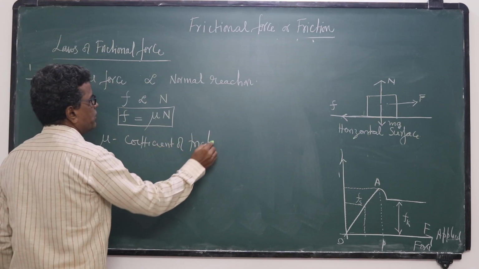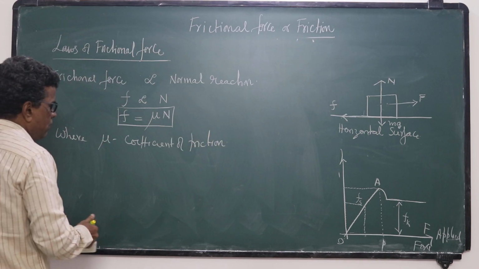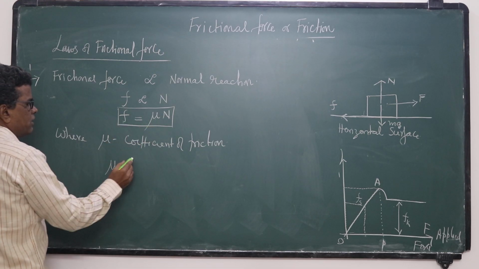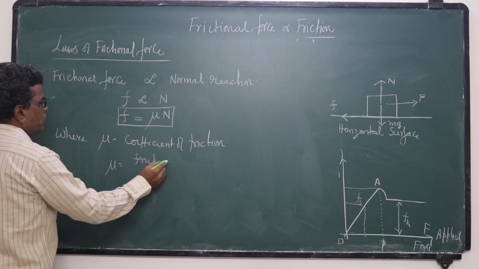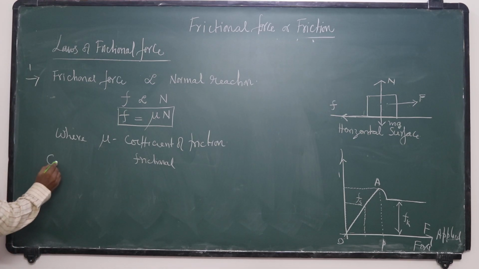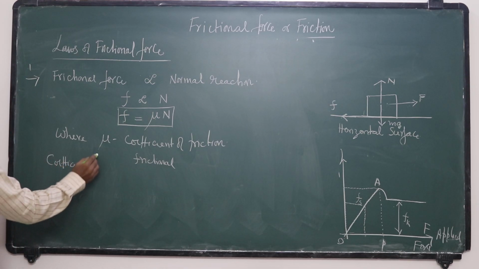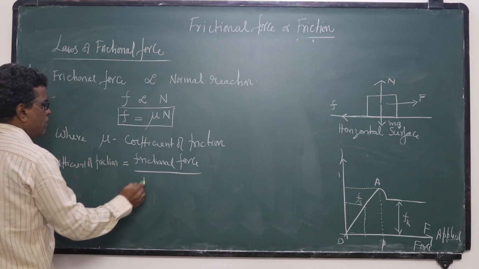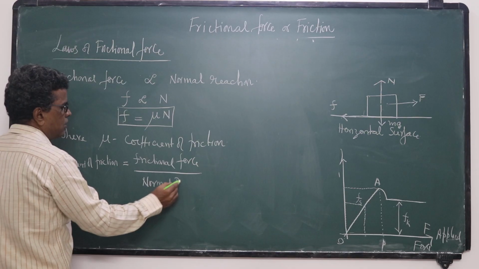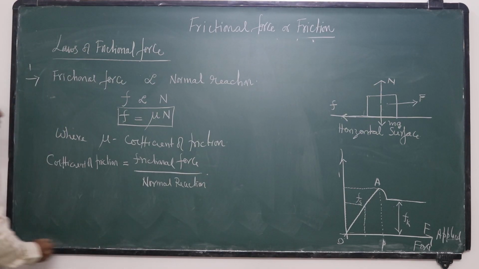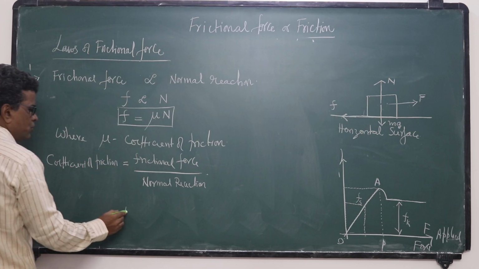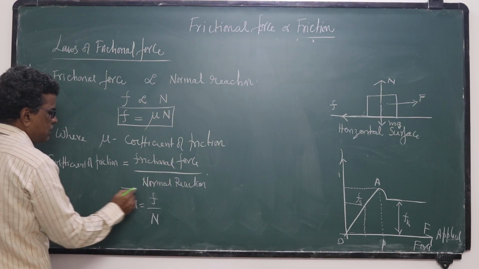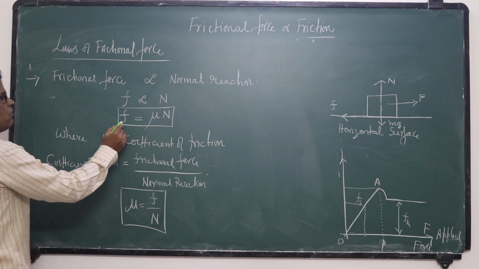Coefficient of friction. Okay. So this coefficient of friction mu is defined, we can write, as frictional force by normal reaction. So coefficient of friction is defined as the ratio of frictional force to normal reaction. That ratio is called coefficient of friction. It is represented with letter mu. So mu is given by the formula, frictional force is F, normal reaction is N. So mu is equal to F by N, or F is equal to mu N.